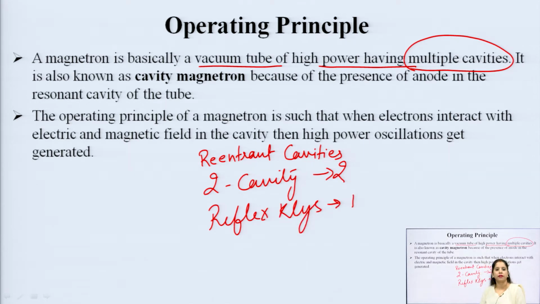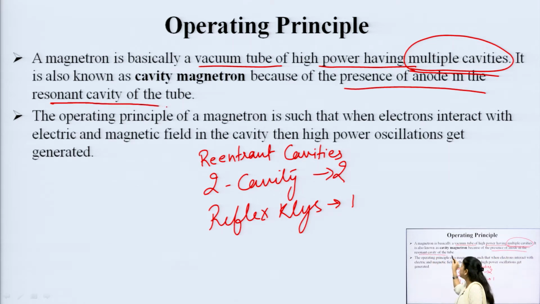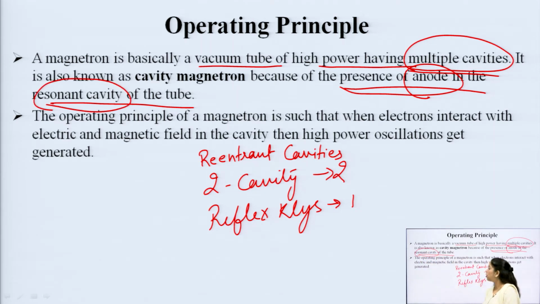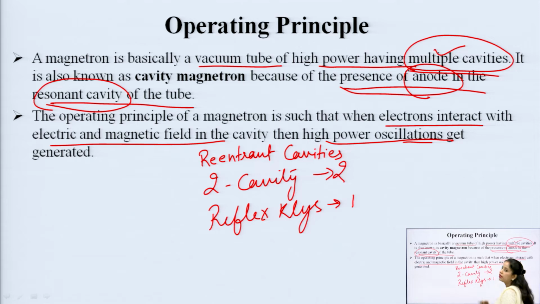But in the case of a magnetron, we will have multiple cavities, and that is the reason it is also called a cavity magnetron, because of the presence of the anode in the resonant cavity of the tube. When we go through the construction part of the magnetron, we will see how the anode is present in the resonant cavity of the tube. And since it has multiple cavities, that is more than 2, the operating principle of magnetron is such that when electrons interact with the electric and magnetic field in the cavity, high power oscillation gets generated.